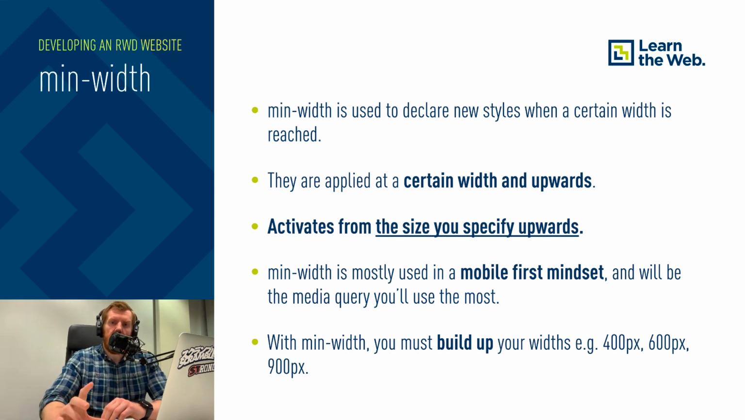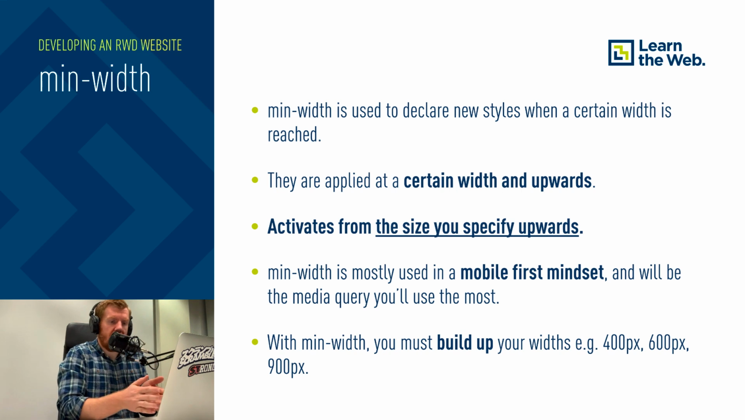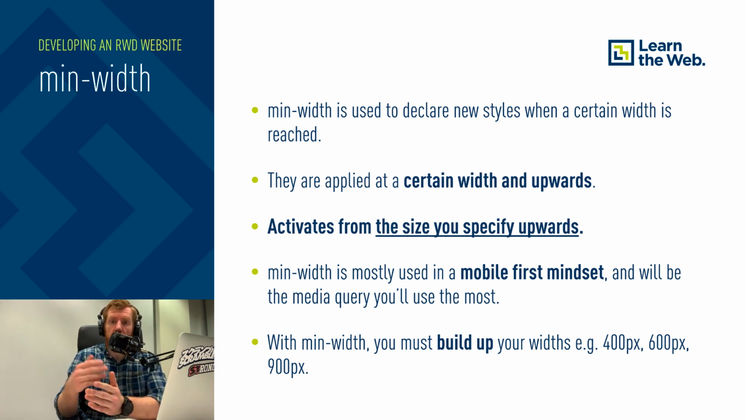Min width is mostly used for a mobile first methodology and a mindset, as I said earlier, because you'll start with your mobile sizes and then you'll build up a little bit bigger to 500 pixels, for example, and you'll apply min width there, and then you'll add another one for 768 and then another one for 1000 pixels, etc, etc. With min width, you're building up your sizes, and I think this is the best way to build a responsive website because it makes the most sense.